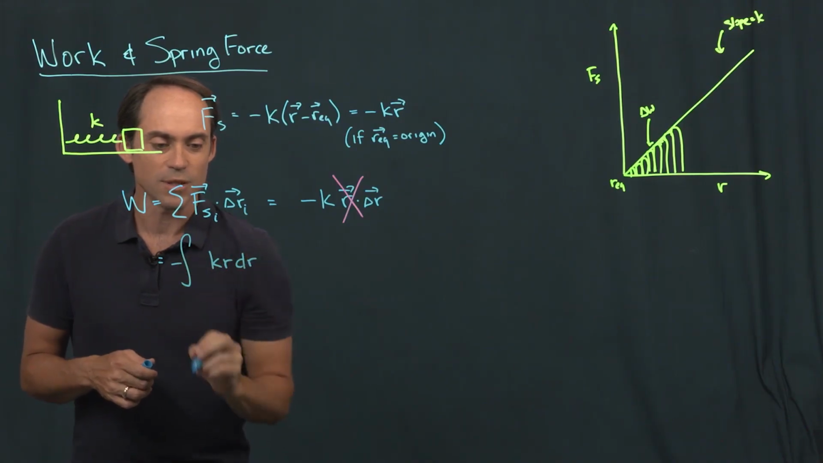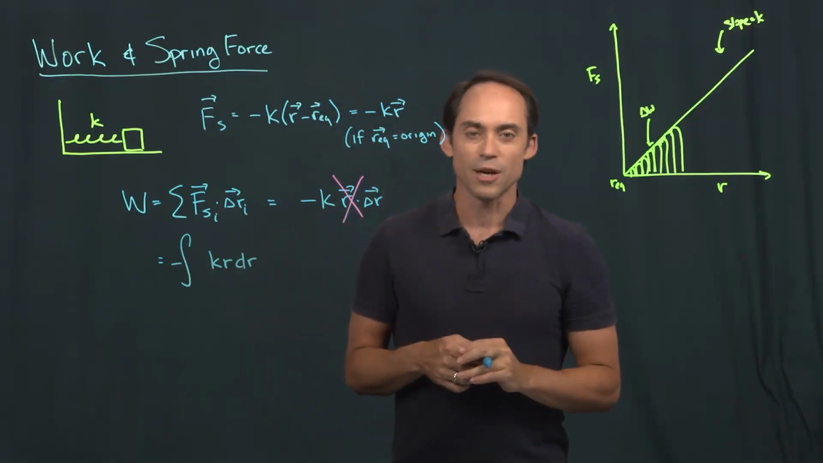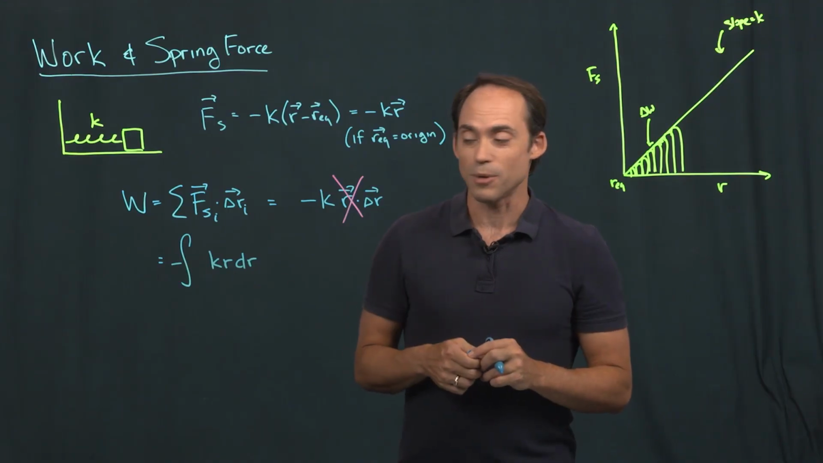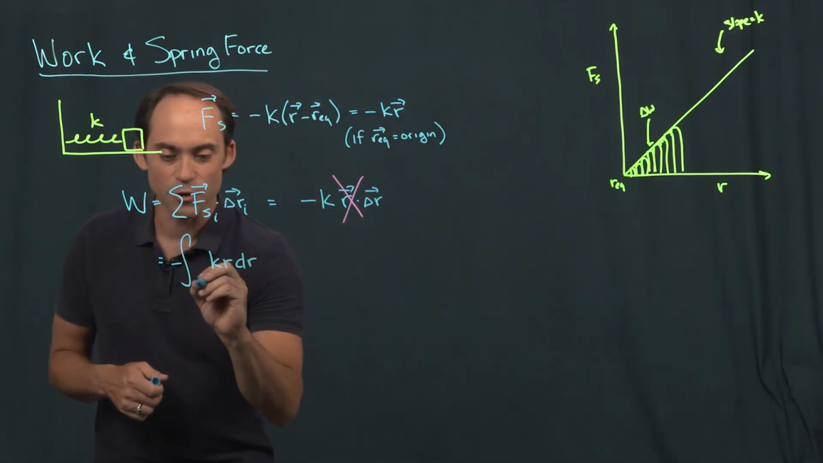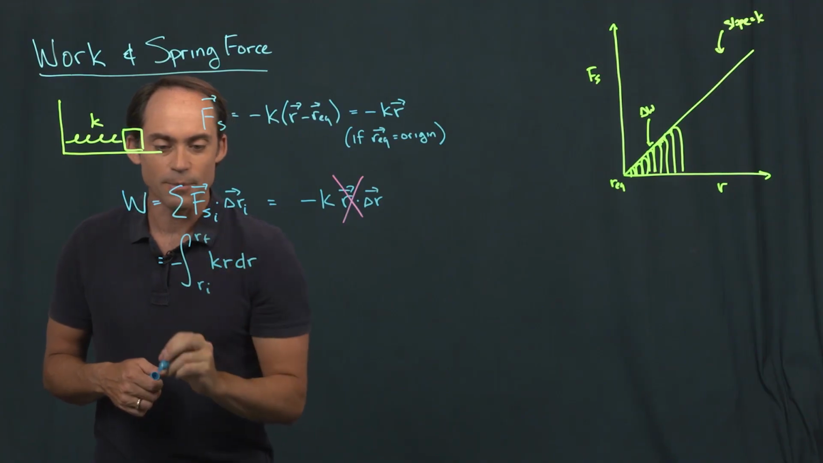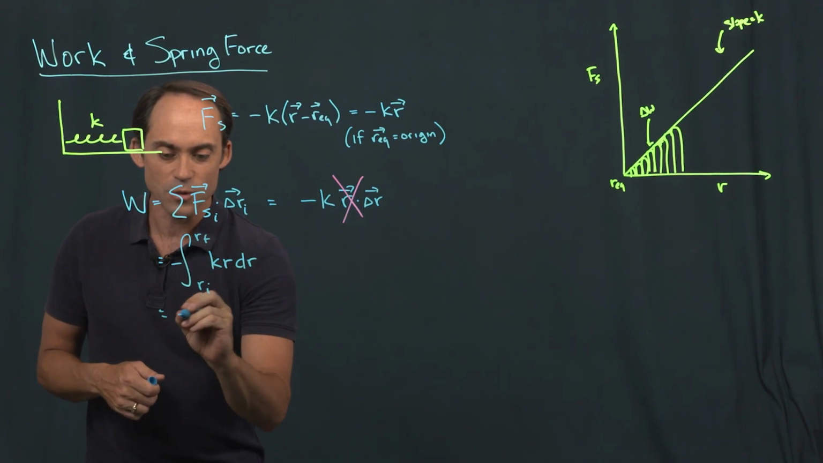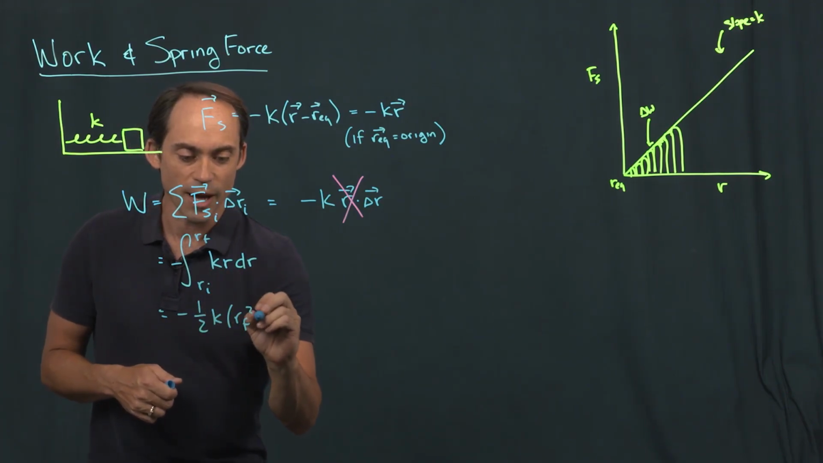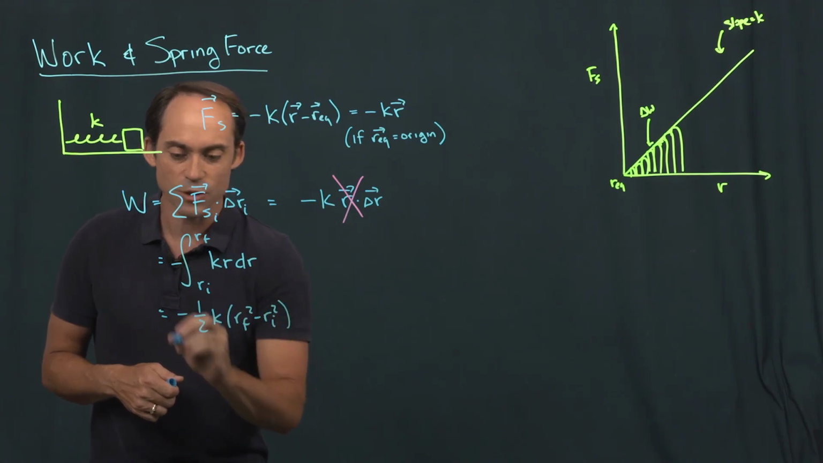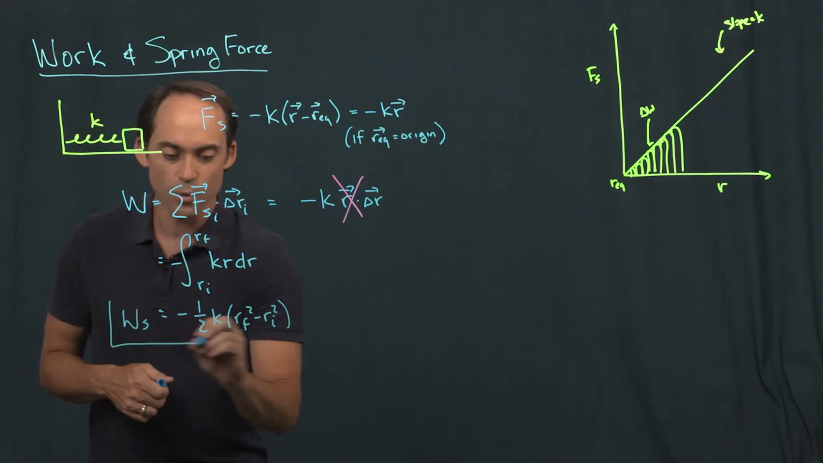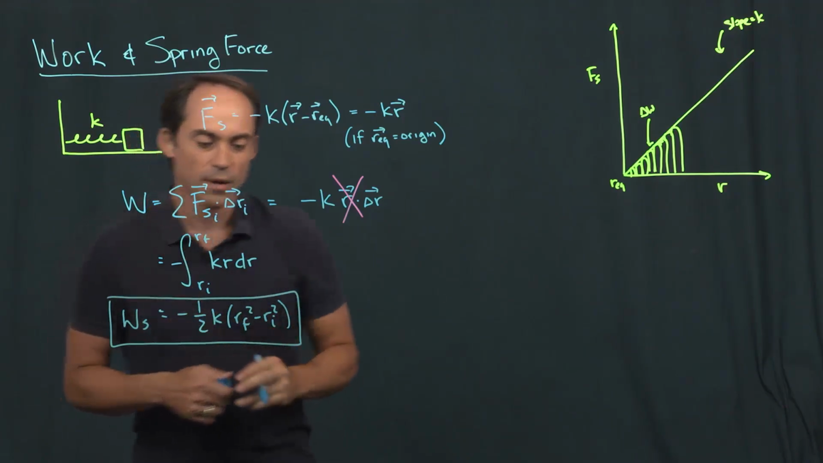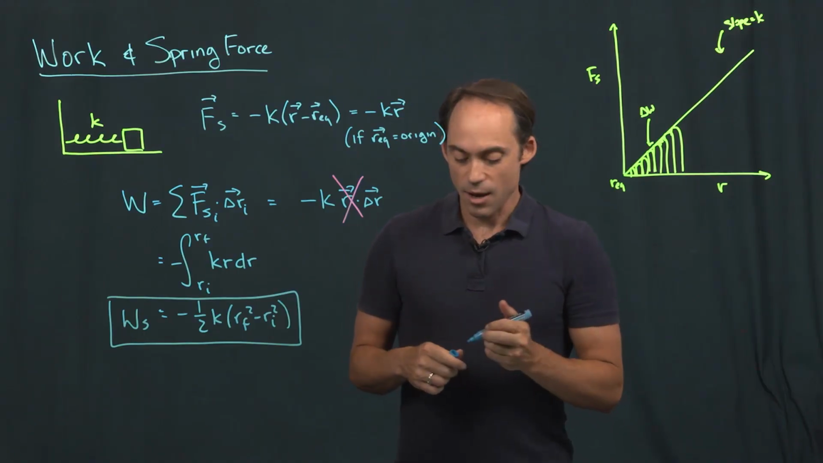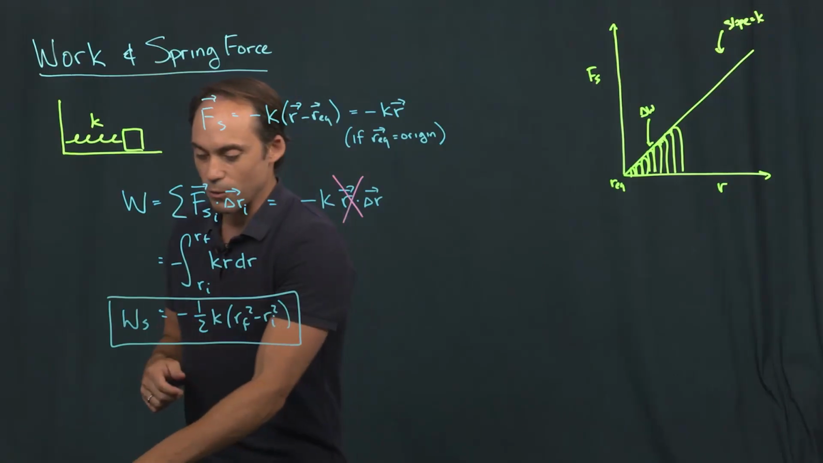r times dr, because in this case, the spring force is always going to be acting anti-parallel to our displacement. So I can do this integral from some initial position to some final position, and this is a pretty straightforward integral. It's just minus 1/2 times k times r squared, and I'm going to evaluate that at my final and initial positions. So this is the work done by a spring as it is being moved between two different lengths, two different positions. And we should also note that the spring force is a conservative force.